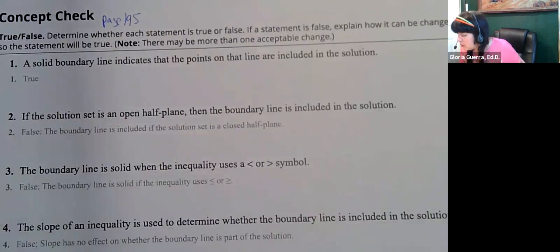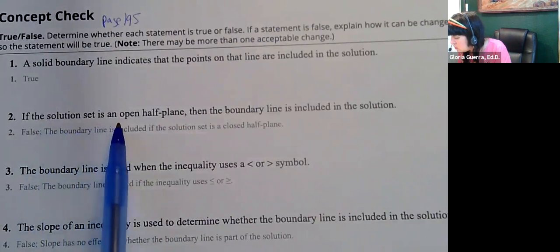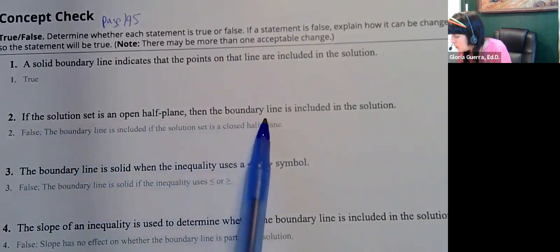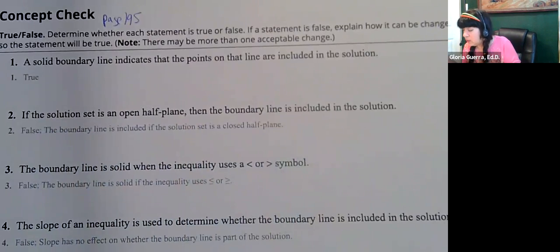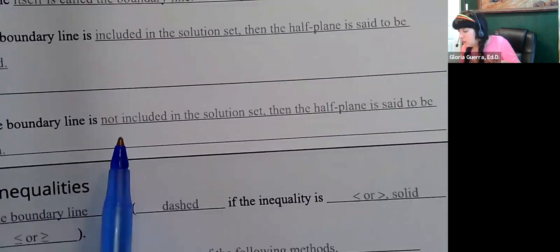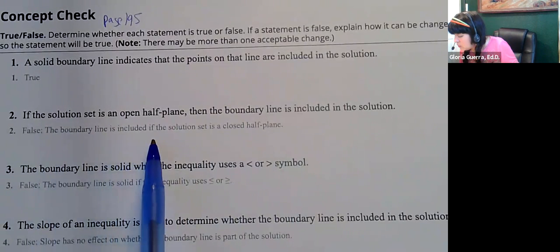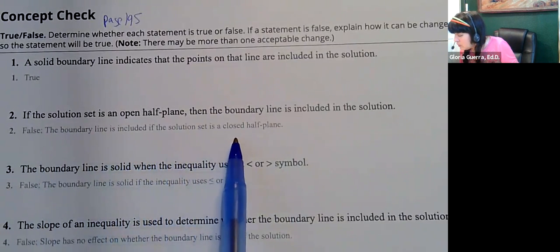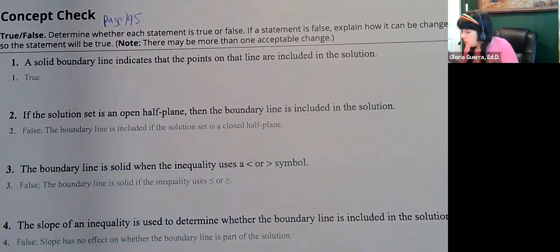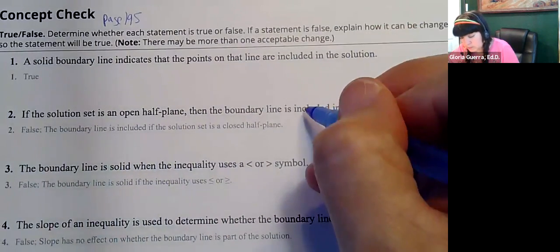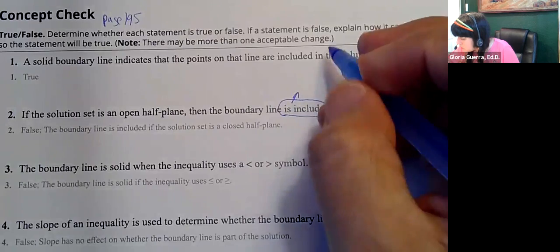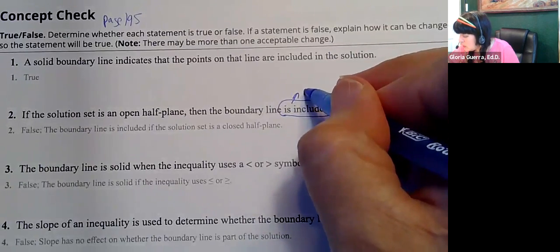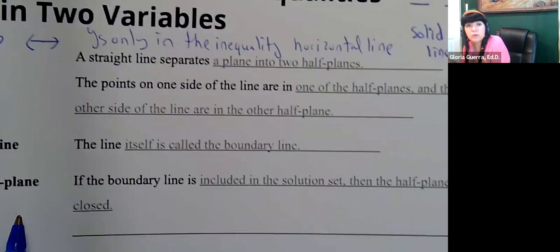Okay, so let's see what they say. If the solution set is an open half plane, then the boundary line is included in the solution. And yeah, they said that it's not. False. The boundary line is included if the solution set is a closed half plane. So this part makes it false. To make it true, they should have said is not included. The one where it's included is the closed plane.